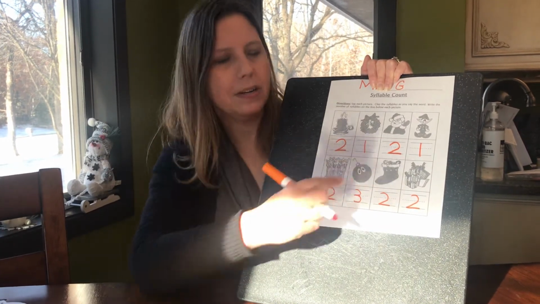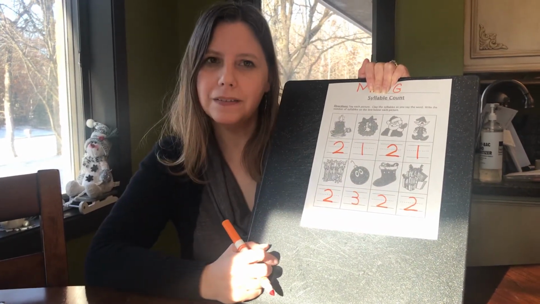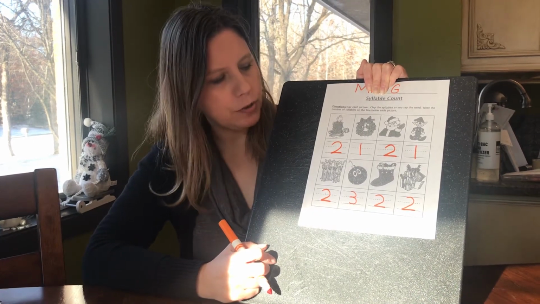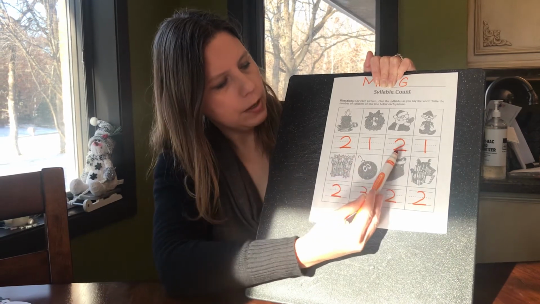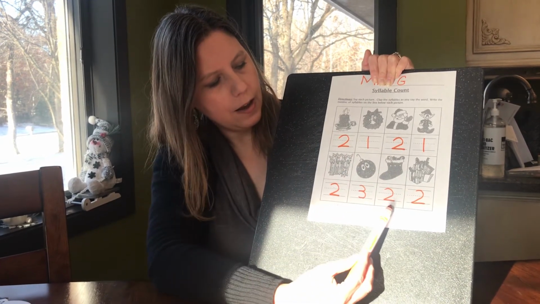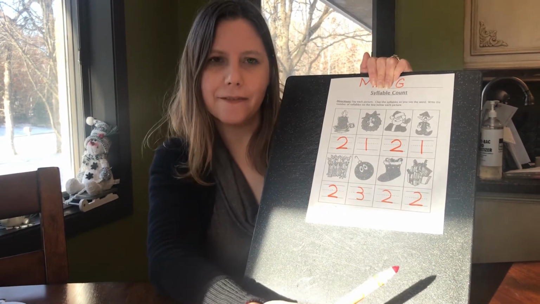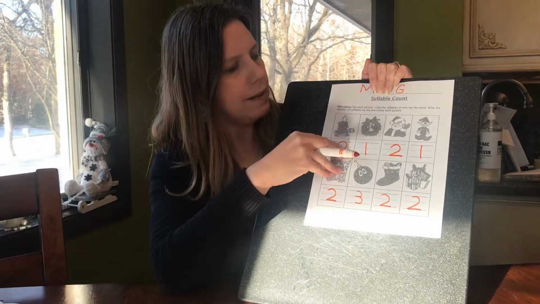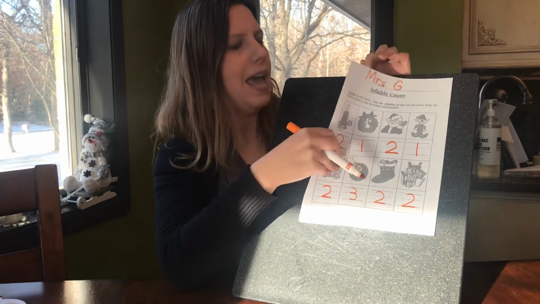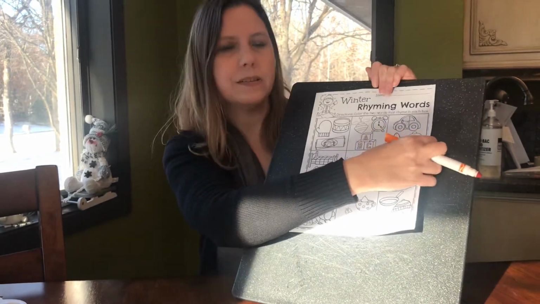What number did we write the most? You're right, we wrote the number 2 the most. Let's count how many 2s we wrote today. 1, 2, 3, 4, 5. 5 of them had 2 syllables today. Now we're going to flip our page over, and on this one we're going to practice rhyming words.